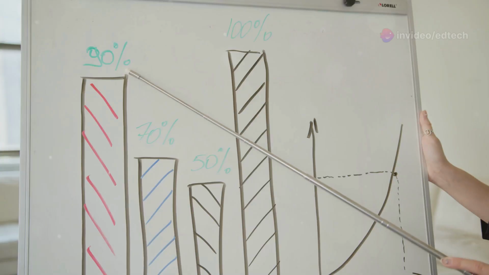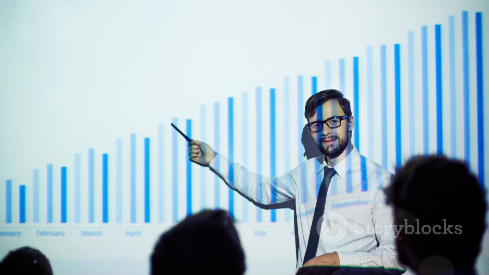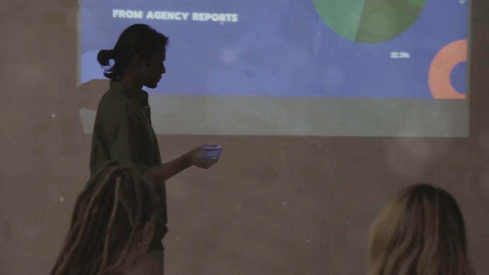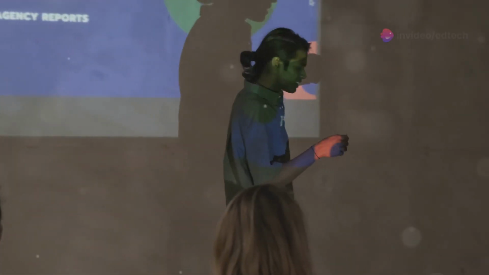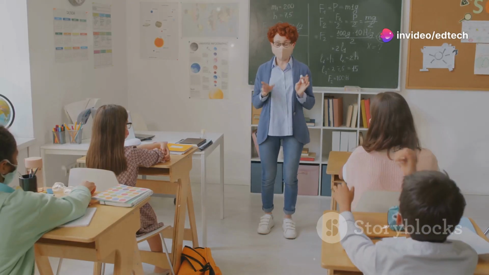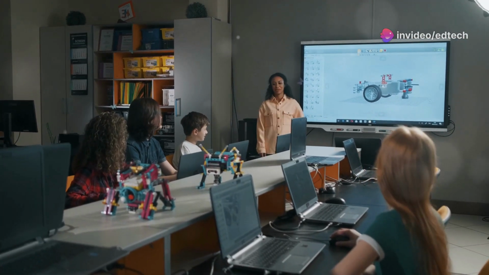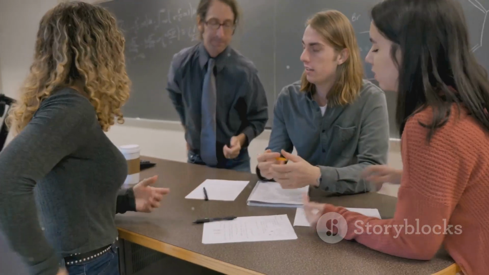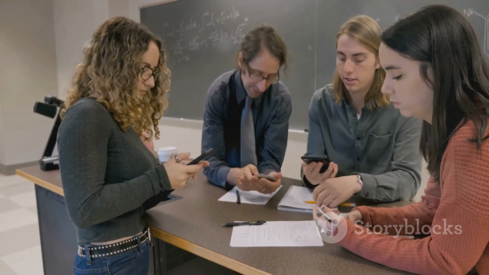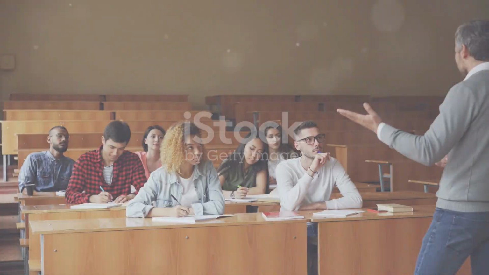What's the average score? How spread out are the scores? What's the most common score? By answering these questions, we can start to understand what our data is telling us. Descriptive statistics are like the first date of data analysis. They give us a general feel for the data before we dive deeper. They're the foundation for making informed decisions, especially in education.